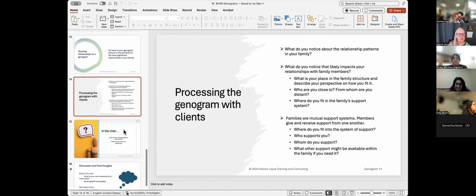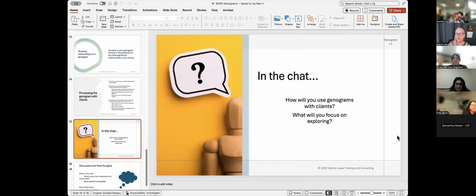So, in the chat, just put in the chat, how are you going to use this with families and what focus are you going to explore? Is it going to be substance use? Is it going to be family patterns? Is it going to be health? What are you going to explore with families?